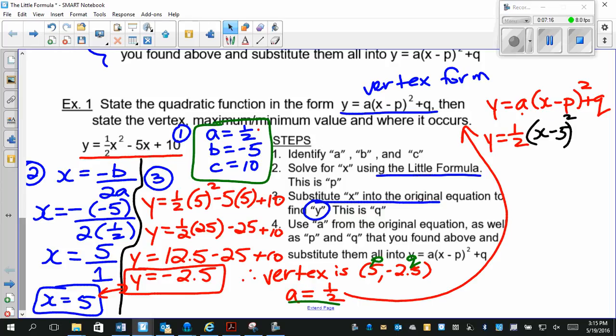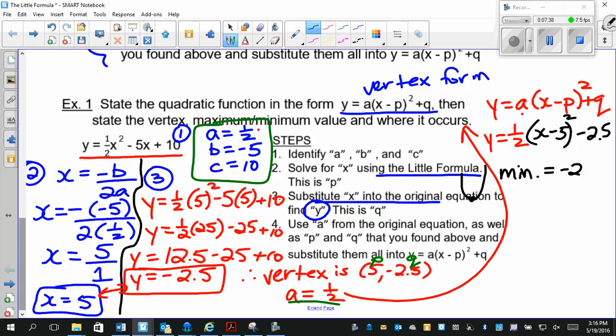2.5 on the end. Okay, so there's the vertex, and it opens up. So the vertex is a minimum point. So the minimum equals negative 2.5 when x equals 5. So there's that answer, and there's what it looks like when we write it in vertex form.